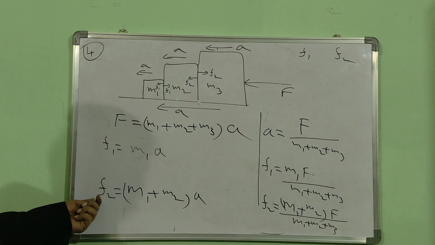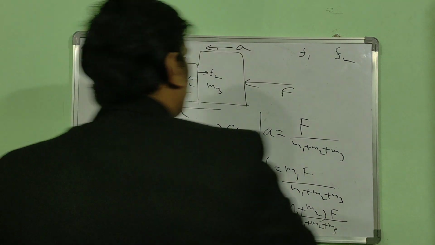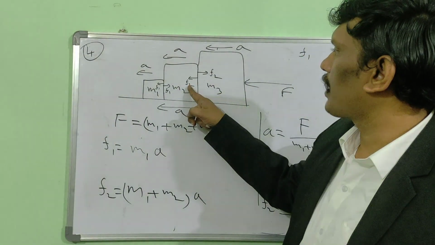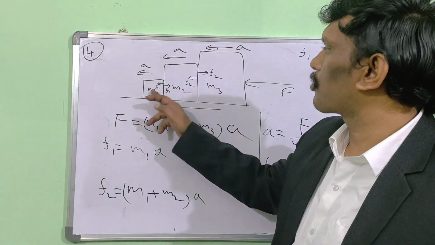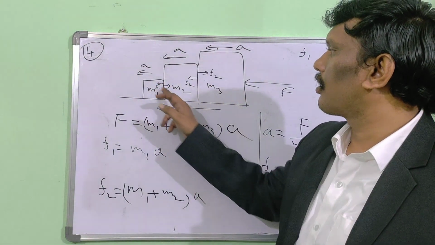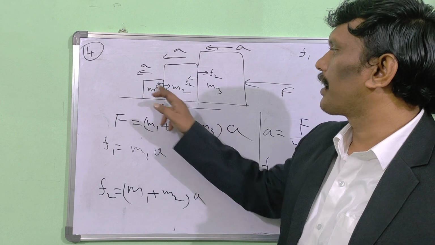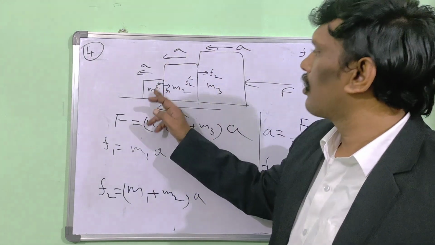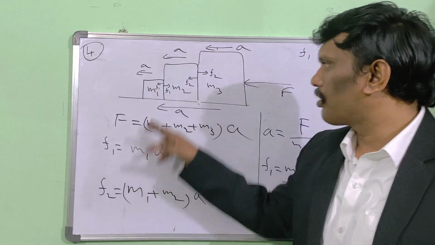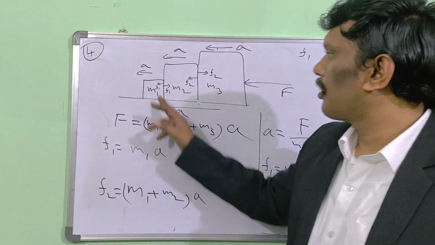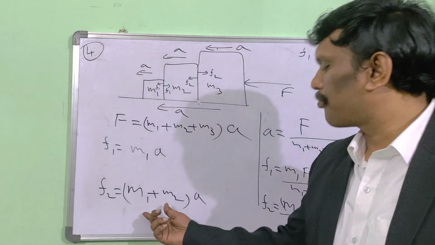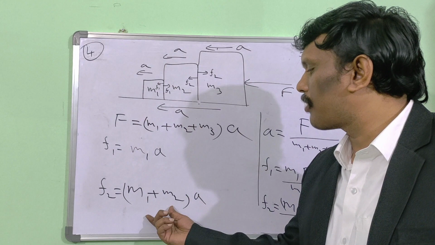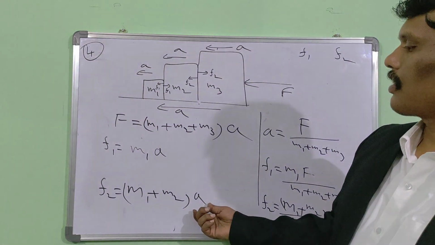I am going to repeat once again how to calculate F2. So in the direction of force, this contact force F2 is acting. The contact force F2 pushes two masses. Why? Because these two forces, F1 and F2, are equal and opposite, so they cancel each other. So F2 pushes two masses M1 plus M2. F2 pushes two masses M1 and M2. Take the masses M1 plus M2, total mass pushed by F2, into its acceleration.